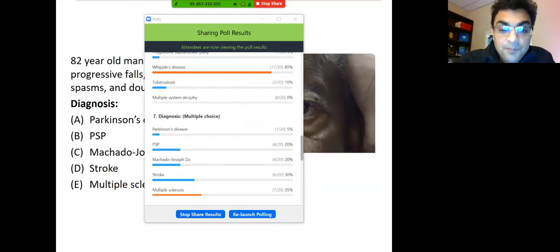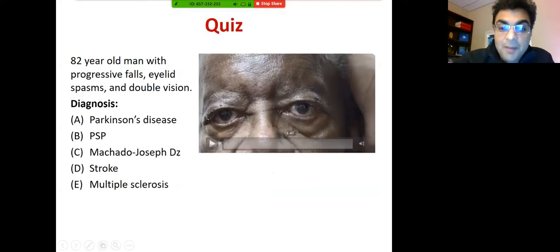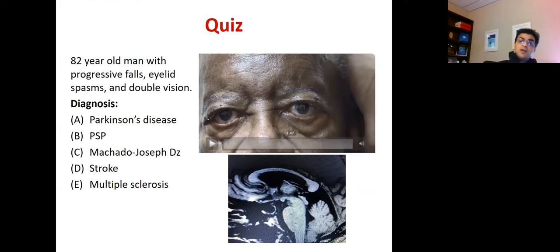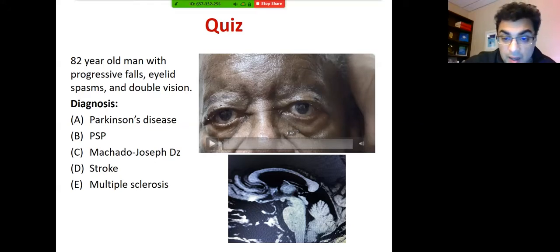So when we looked at his MRI, as you can see here, of course, he had a robust Parkinsonism. He had progressive falls. He also had eyelid spasms for some reason. The unusual thing about him was he had quick phases, which were intact in the horizontal, but he did not have vertical eye movements. And as you can see in the MRI, he had a classic midbrain atrophy, which was out of proportionately small compared to the pons. And he did have Parkinsonism. Based on most other features he had, he was diagnosed with PSP.